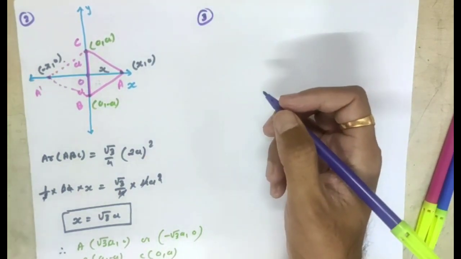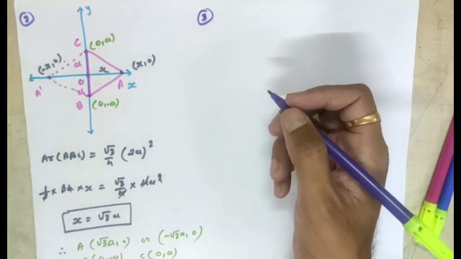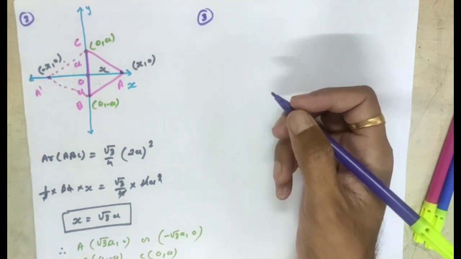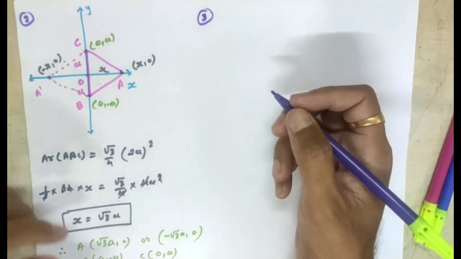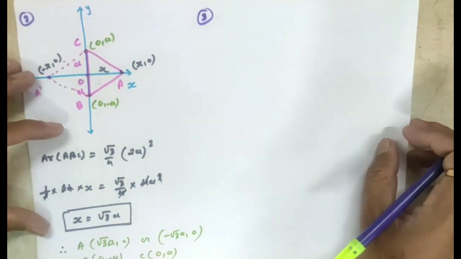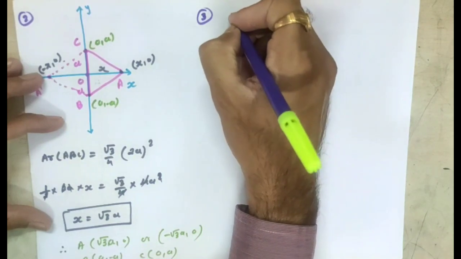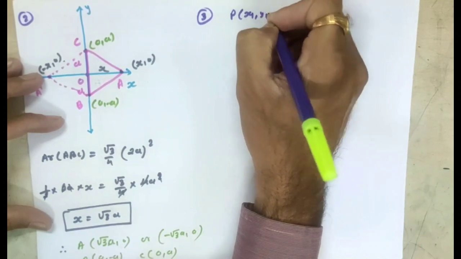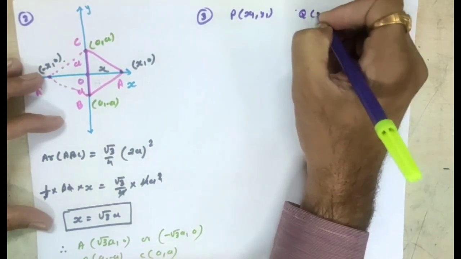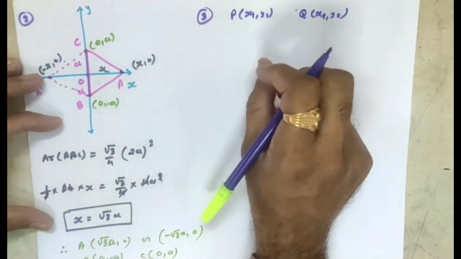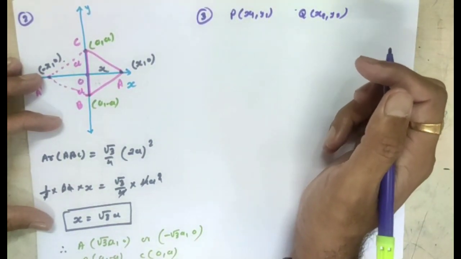Third one. Find the distance between points P and Q. The coordinates of point P are (x1, y1) and Q are (x2, y2). Two cases are there: PQ is parallel to the y-axis and PQ is parallel to the x-axis. So the distance formula is there. We have to find the distance between the two points P and Q. The coordinates of point P are (x1, y1) and Q are (x2, y2). So for the distance between points P and Q, you know the formula directly, but we are given conditions.